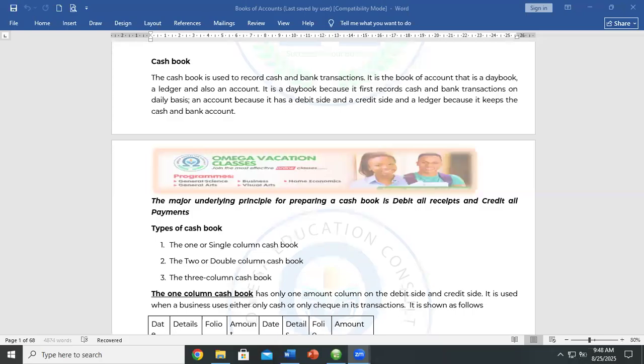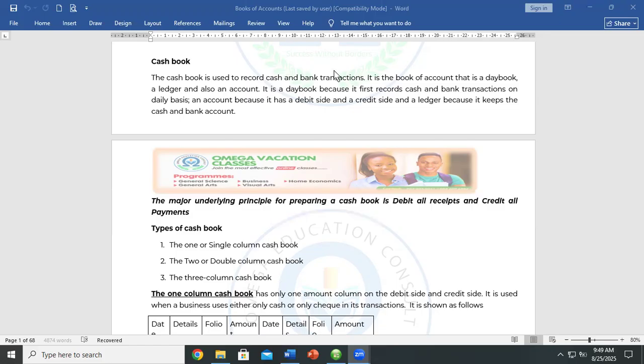Okay, so all other things being equal, we have fully digested issues about the four day books, namely the sales day book, purchases day book, return inwards day book, and return outwards day book. Now today we are looking at the next book of account, and that is the cash book. I think earlier we've said a few things about the cash book, but today we want to digest it fully and probably proceed on to preparing the cash book.